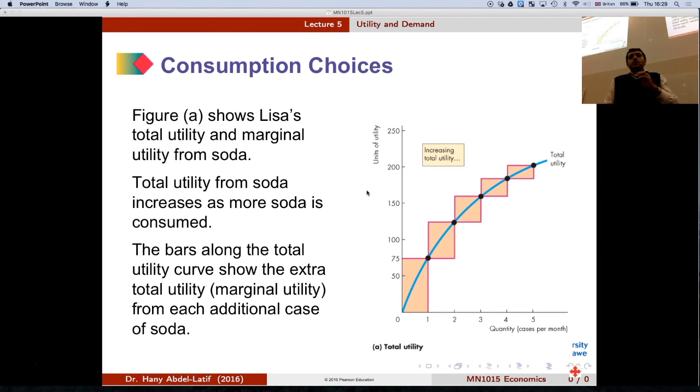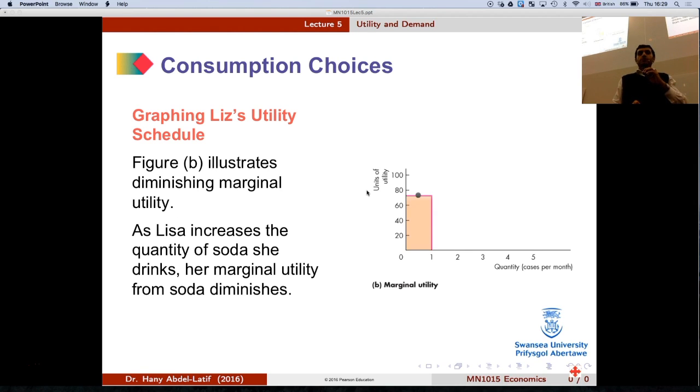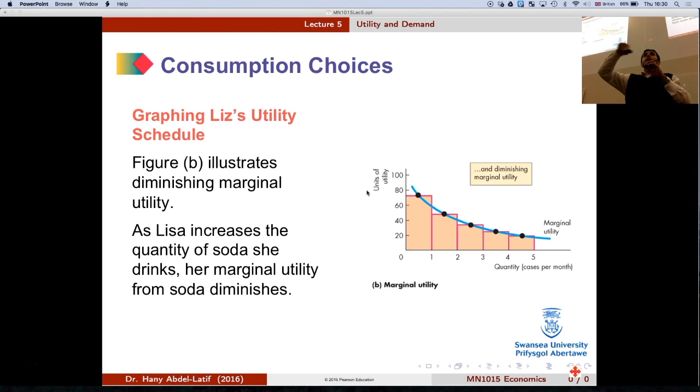We could actually plot this in a separate graph. We'll show you how the marginal utility is decreasing. So again, this is just what we show in the table. Is this clear?